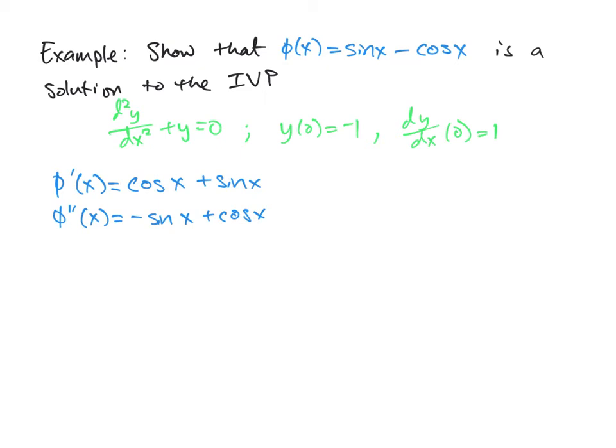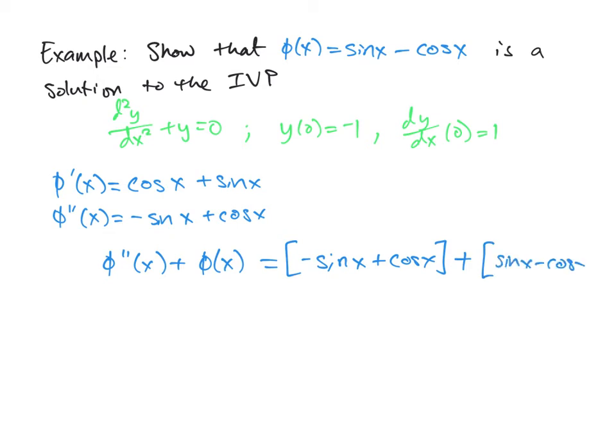Our equation will look like phi double prime of x plus phi of x, which equals negative sine x plus cosine x, that's our first term, plus our phi, which is sine x minus cosine x. We can see that the cosines cancel out and the sine x's cancel out, and this equals 0. So we get a good check mark. So that's one thing that we have to check.